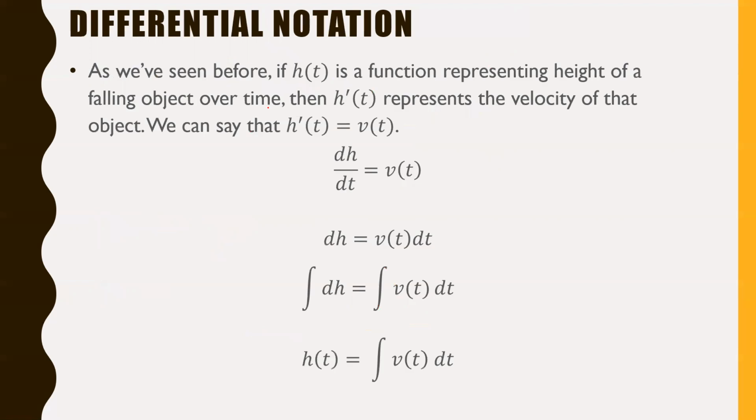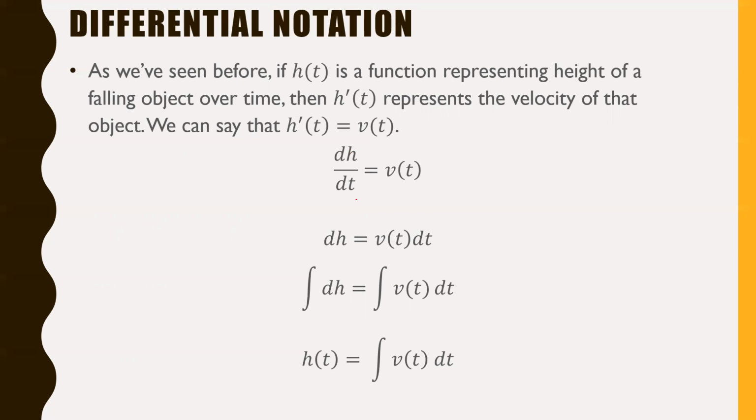Okay, so we're going to start on with this whole concept of differential equations with initial conditions here. But I want to just do a real quick preamble here. As we've seen before, if we have h of t representing a function that's the height of a falling object over time, so height is a function of time, then we could say that h prime t, the derivative of h, would represent the velocity of that object. So therefore, you could just say that h prime t equals v of t. Your derivative of your height is equal to your velocity function.